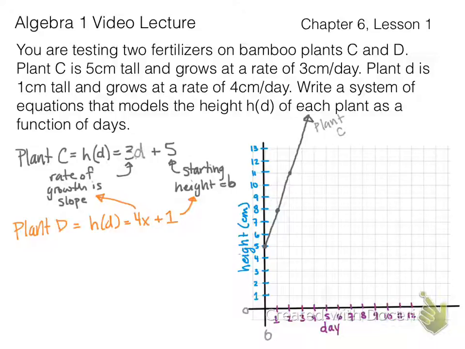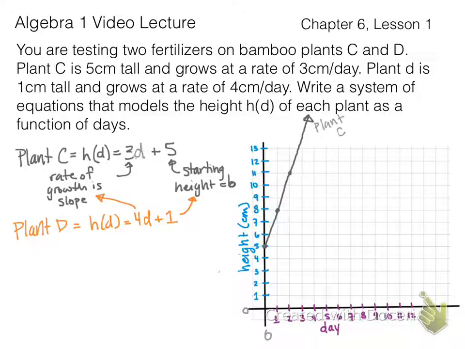And again, this was plant C, because you have to be able to label your lines. Your lines are important. All right, plant D, and again, I need to make sure my letters stay accurate. There we go.